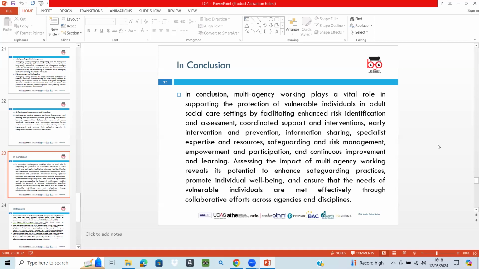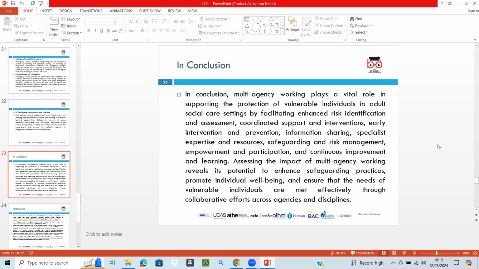By enabling enhanced risk identification and assessment, coordinated support and intervention. Then we have early intervention and prevention. We discussed information sharing, utilization of specialist expertise, safeguarding and risk management, empowerment and participation, and continuous improvement and learning. Plus, we discussed how multi-agency working enhances safeguarding practices and promotes individual well-being.